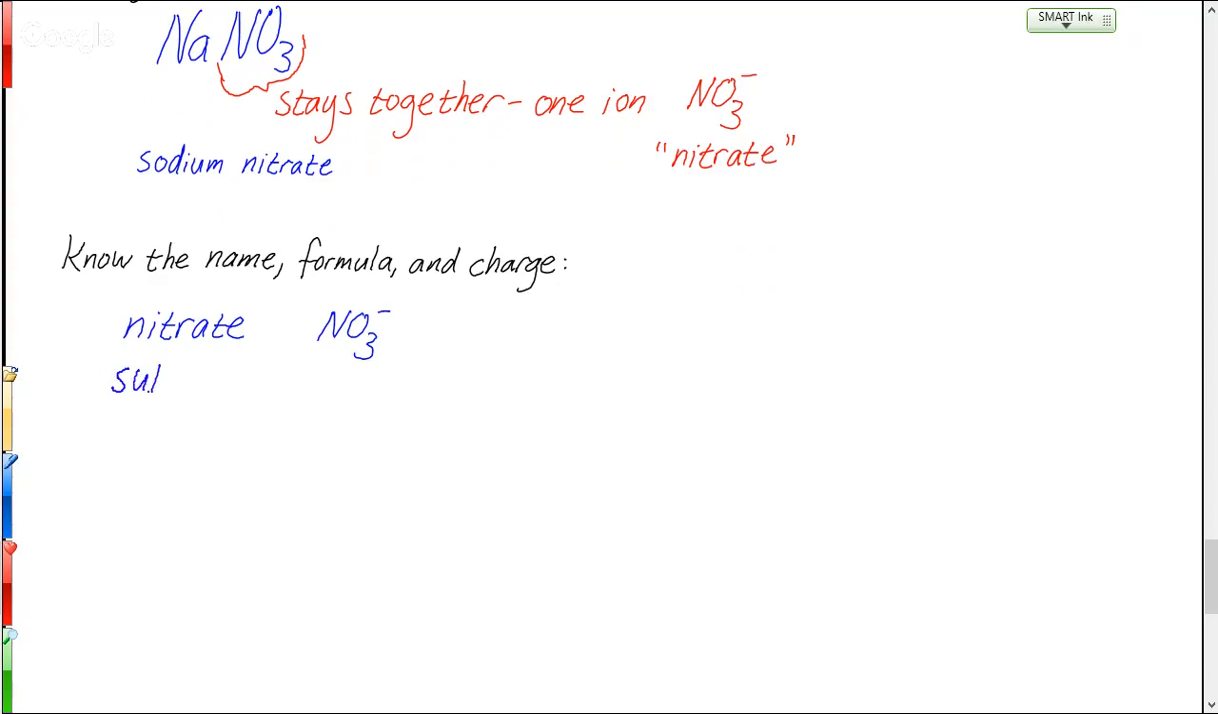Then we've got sulfate. And you've probably heard these words before. These are all very common ions. They're important in the body. They're important in the environment and other kinds of things. We've got sulfate, which is SO4 with a 2- charge. There's phosphate, PO4 with a 3- charge.